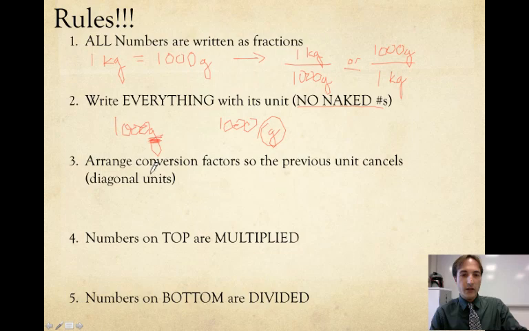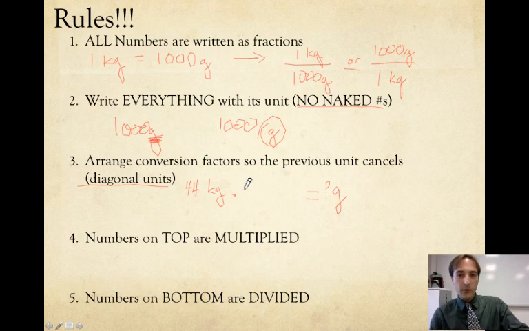Rule number three, arrange conversion factors so the previous unit cancels. We call this diagonal units. Let me show you what I mean. Let's say that we had 44 kilograms, okay? And we want to go to grams. We want to know how many grams we have. Well, I need the equality to solve this. I need the equality between kilograms and grams. That means we're going to go up here to these guys. And it turns out, since I am starting with kilograms, I want to use this one right here.